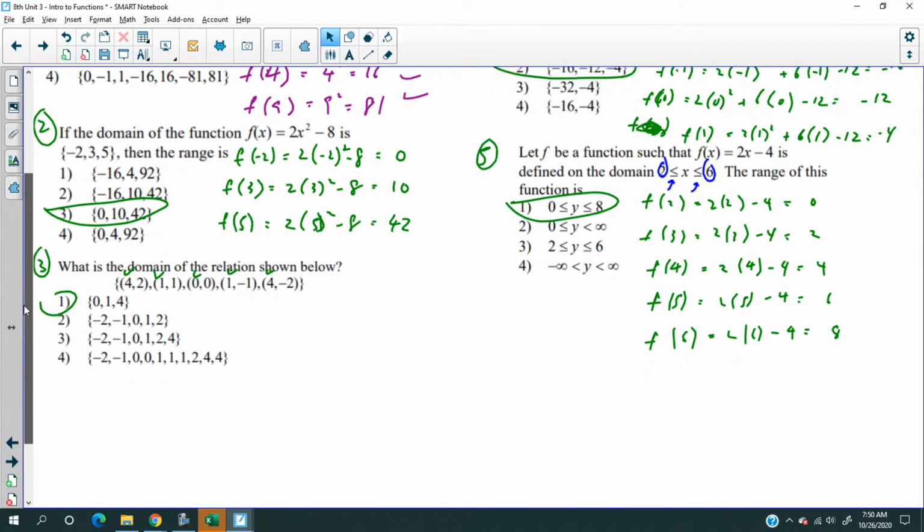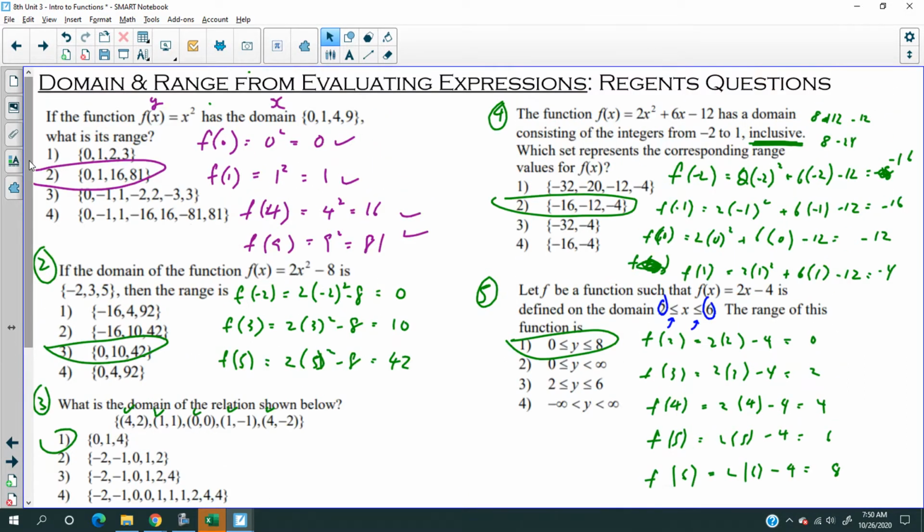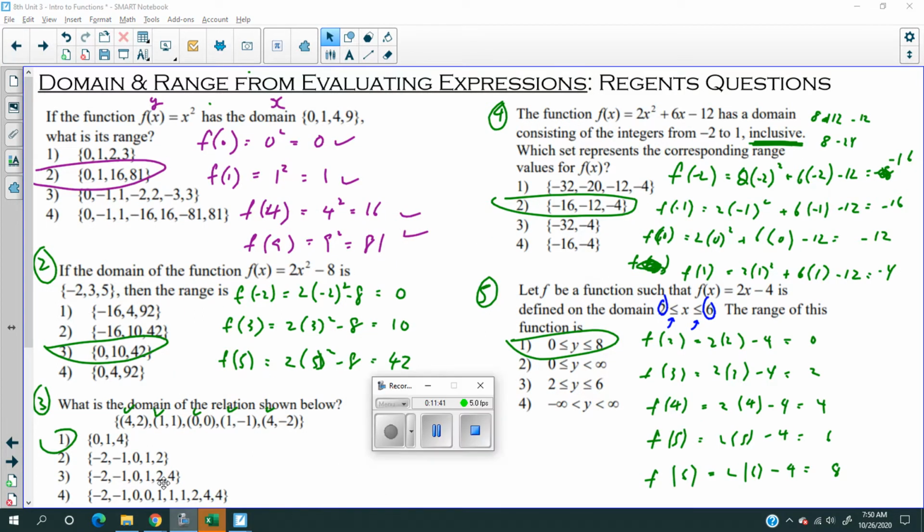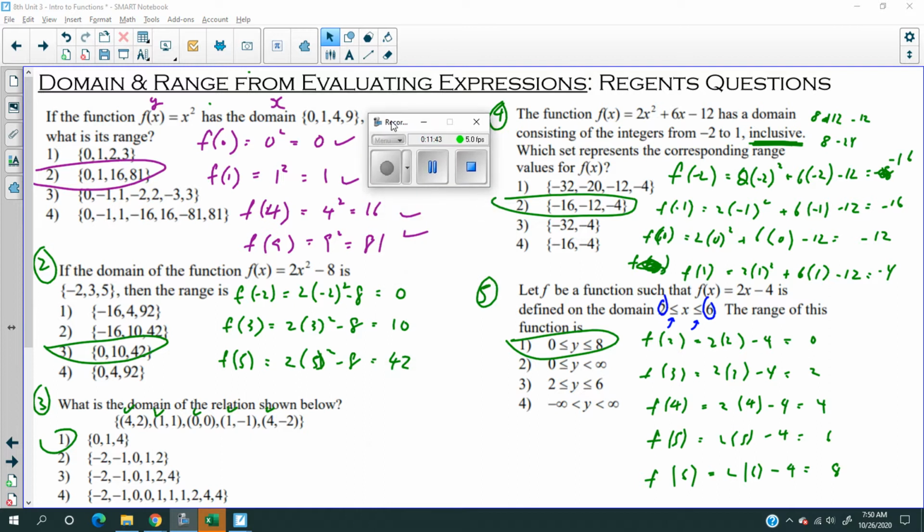Now let me see if there are more questions. Oh, that's it. Oh, nice. Okay, cool. So that's what we're done here. Tomorrow, I'm going to show you how to define appropriate domain and range, and those are all word problems, but there's really not much to solve. So that should be pretty good. Okay, that's it. Not bad.